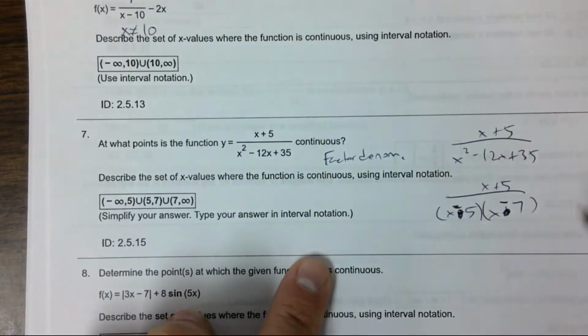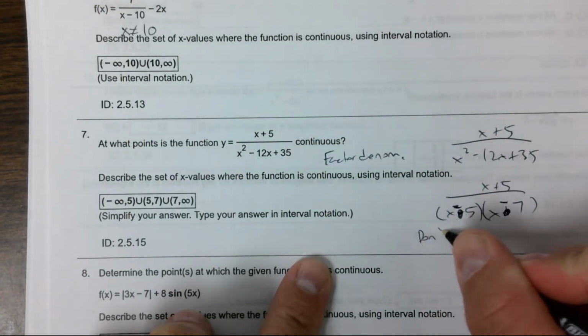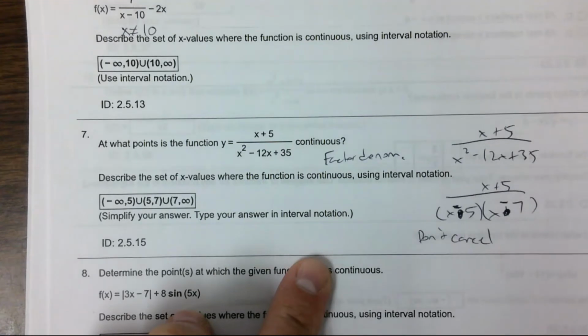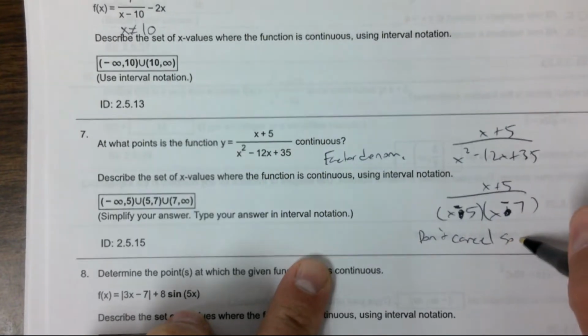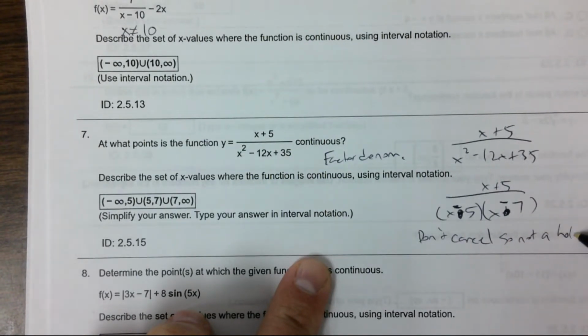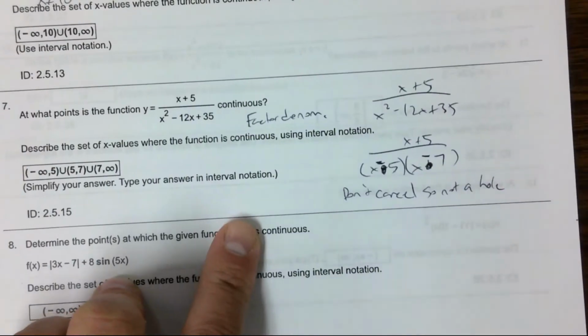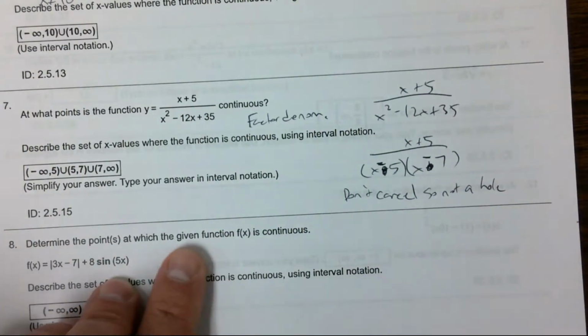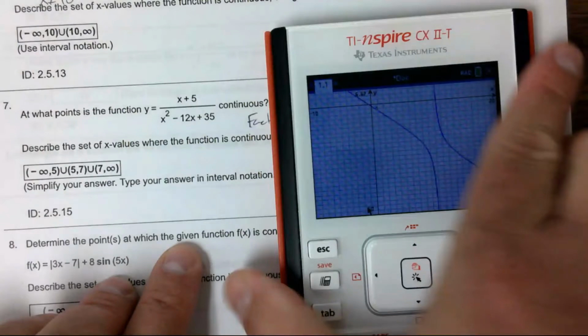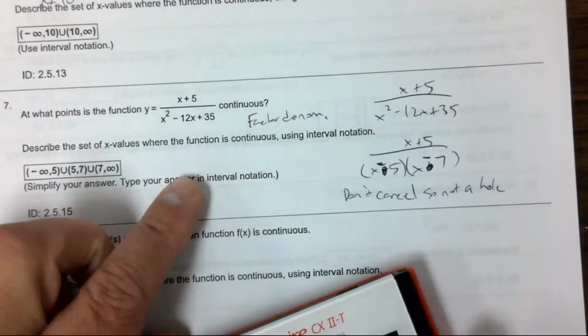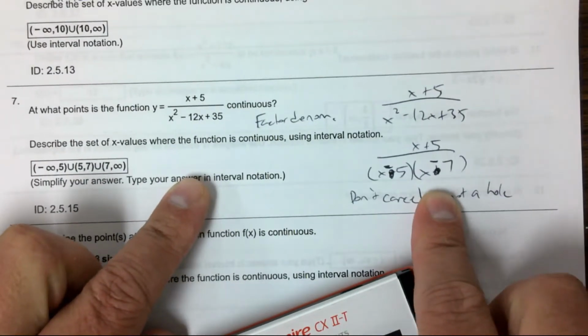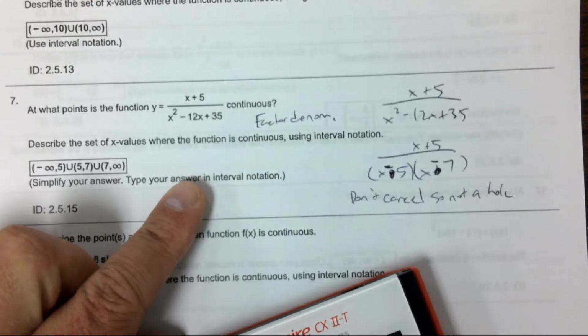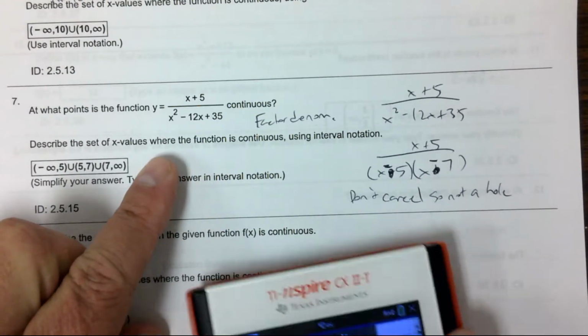So they're not canceling after all. They don't cancel. So it's not a hole. So now we just need to graph it. When we do the algebra with it, or the math, it helps us to know where to look in our graph.